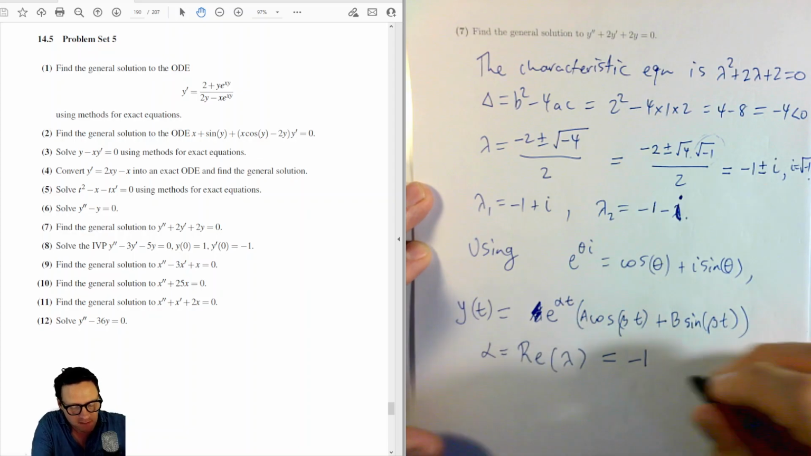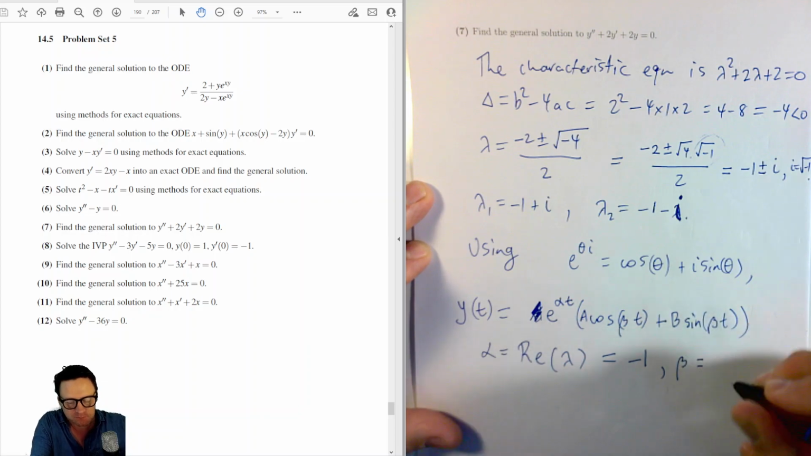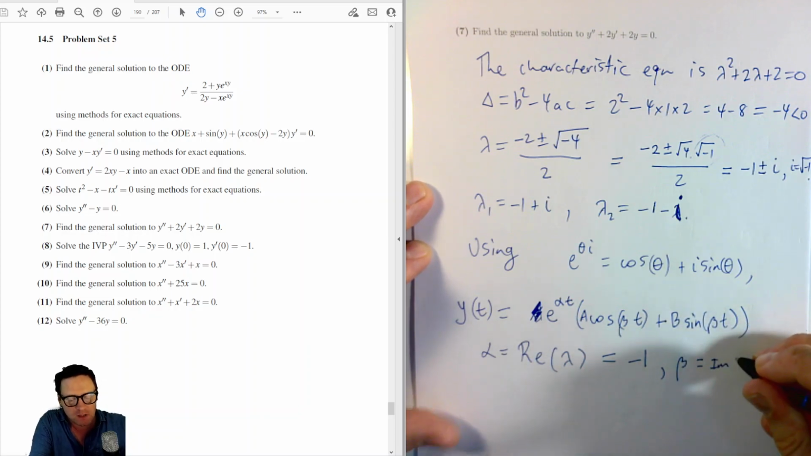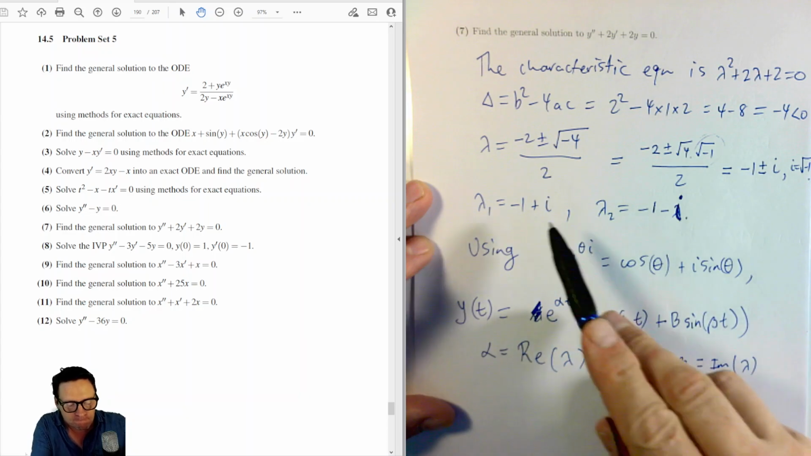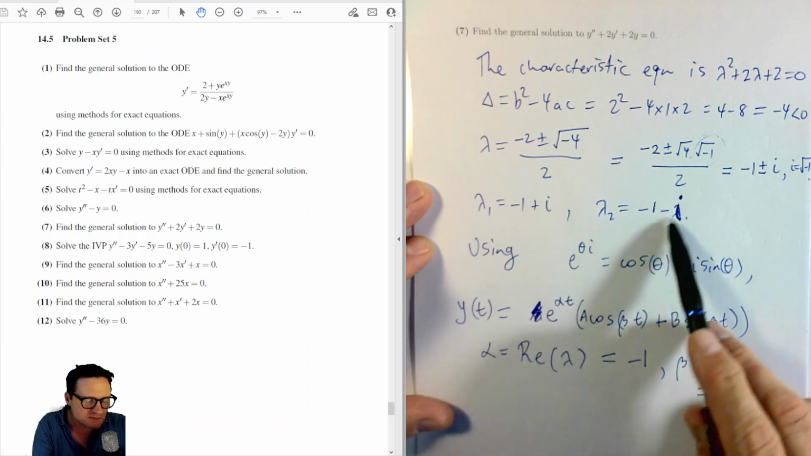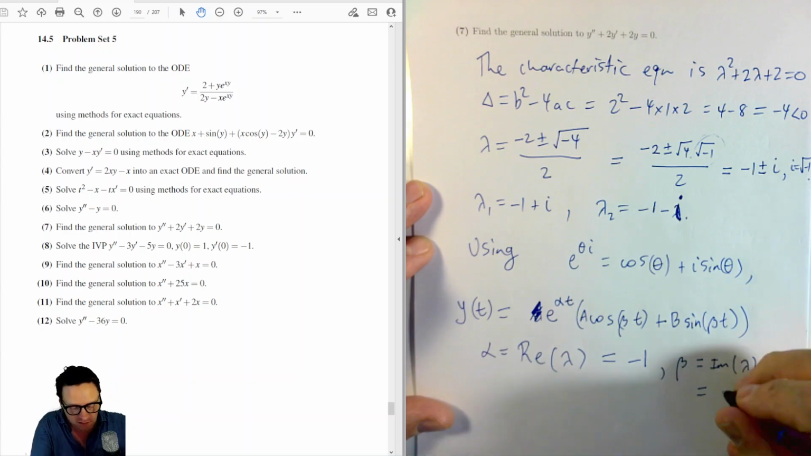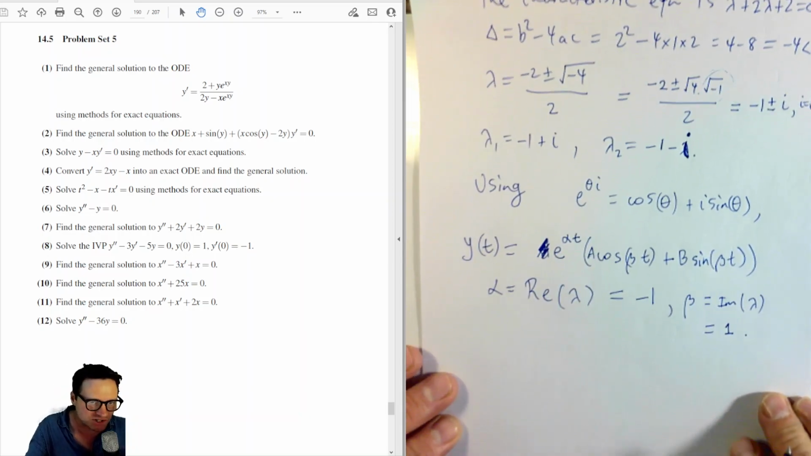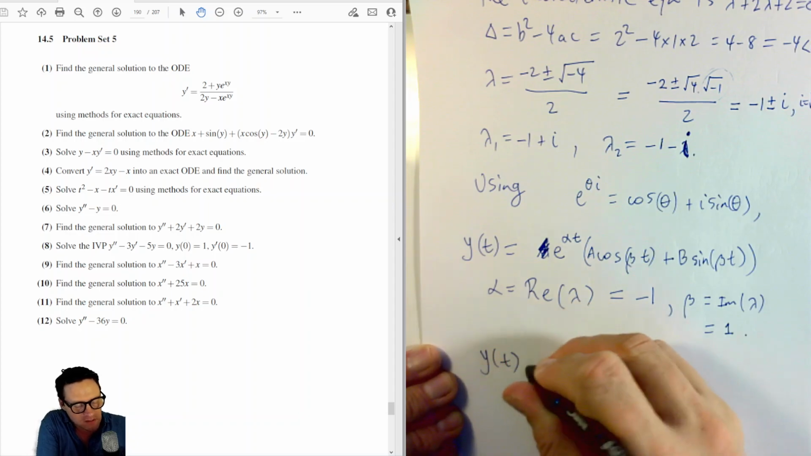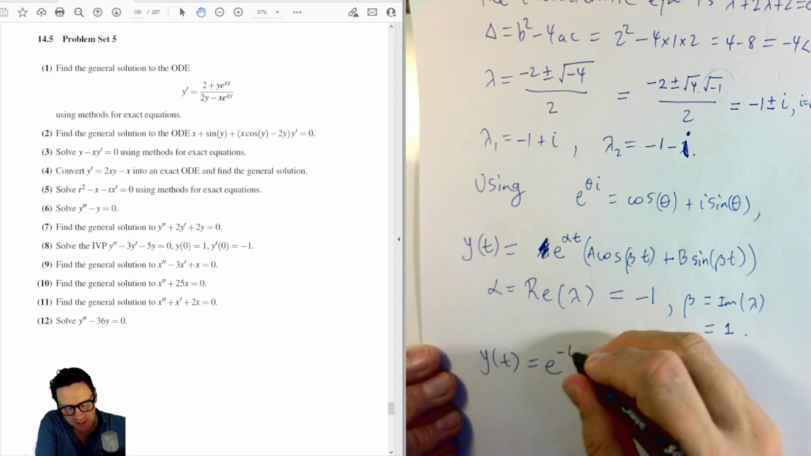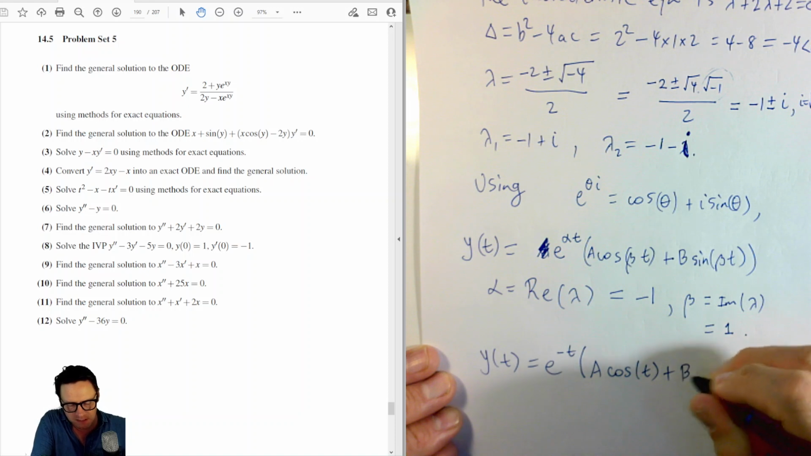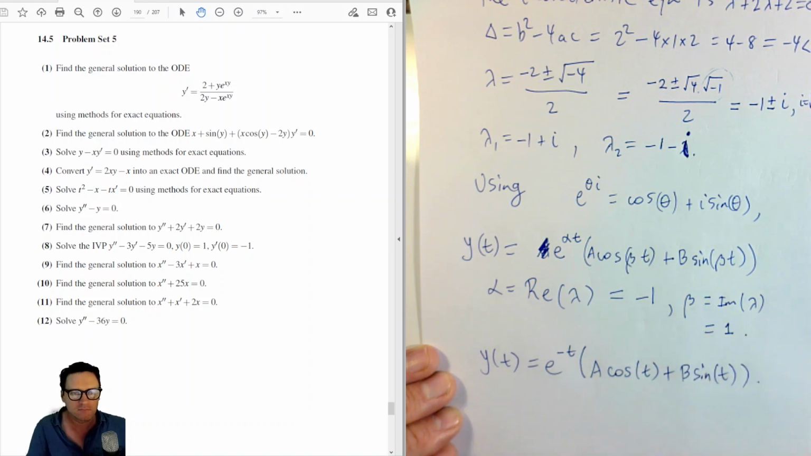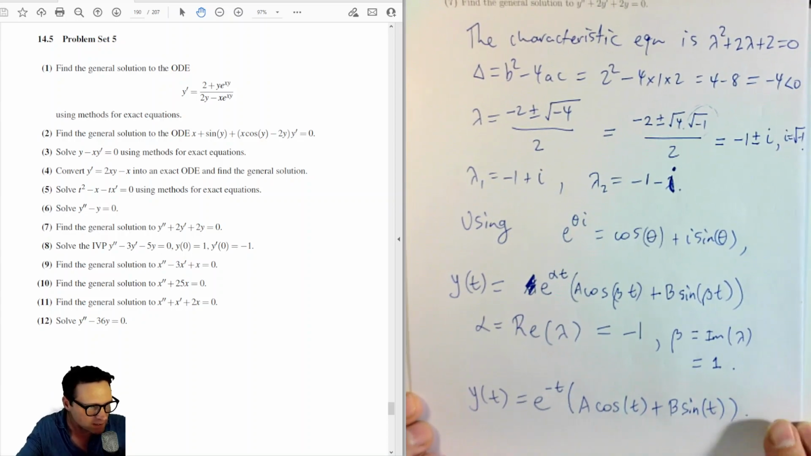Okay, so we'll put minus 1, and the imaginary part beta is the imaginary part of lambda, and so in this case the imaginary part is 1 here and it's minus 1 here, but we'll take the absolute value of that and just put 1. Okay, and so then our general solution looks like this. y of t equals e to the minus t outside of a cos of t plus b sine of t. Okay, so there's our general solution for question 7.